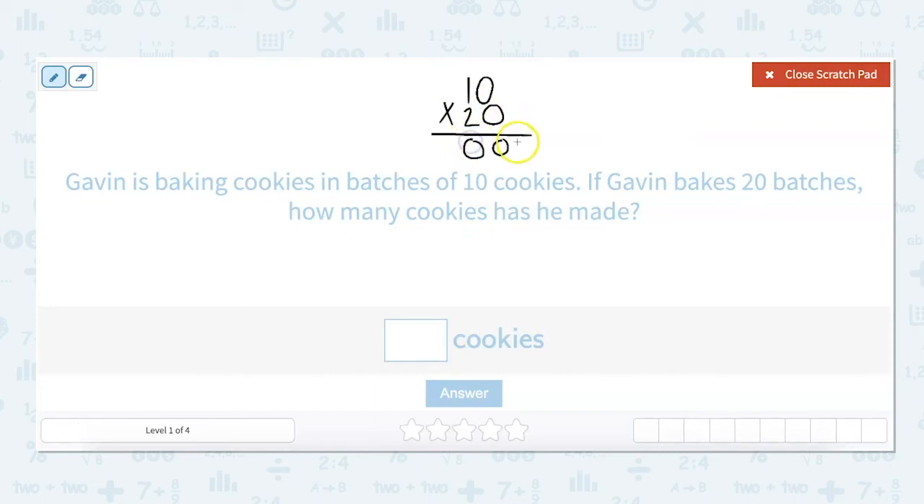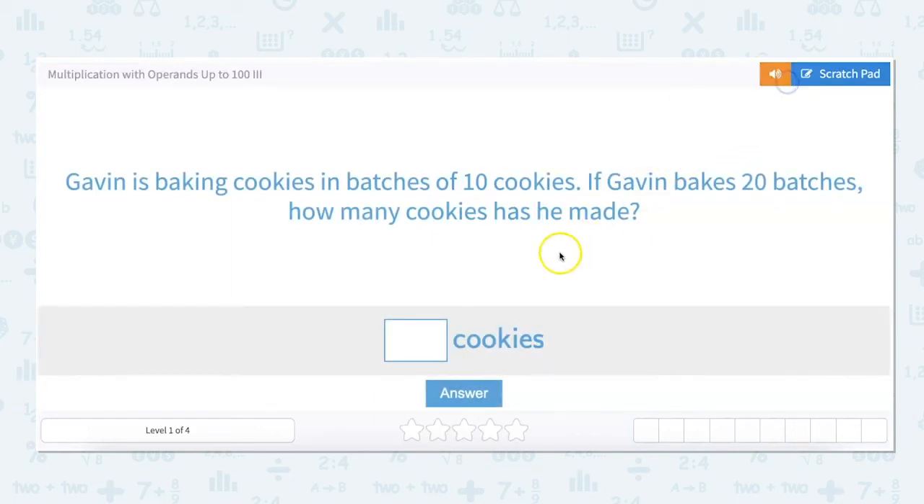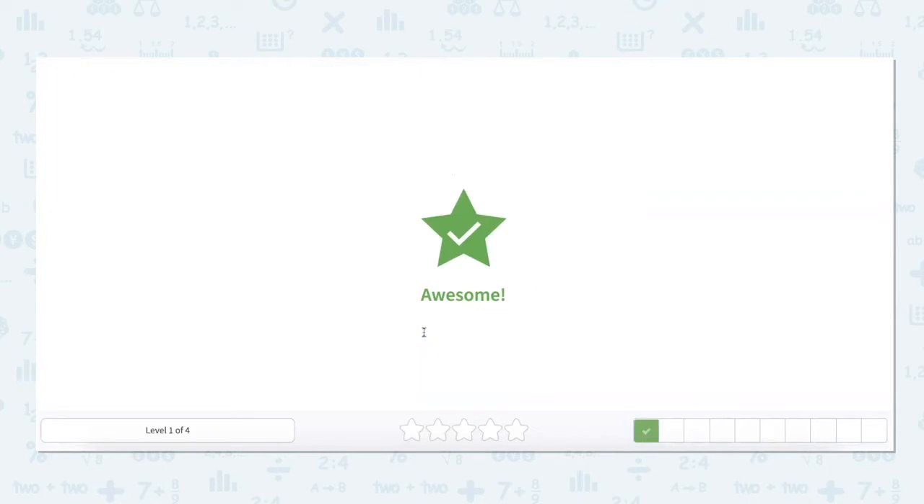Okay, and then we go down here and we have to put a 0 to hold our place value, because that's what you have to do when there's double digit. Then you do 0 times 2 is 0, and 1 times 2 is 2. And then you add these rows to each other. So 0 plus 0 is 0, 0, 0, and 200 is our answer. So he is going to be making 200 cookies.